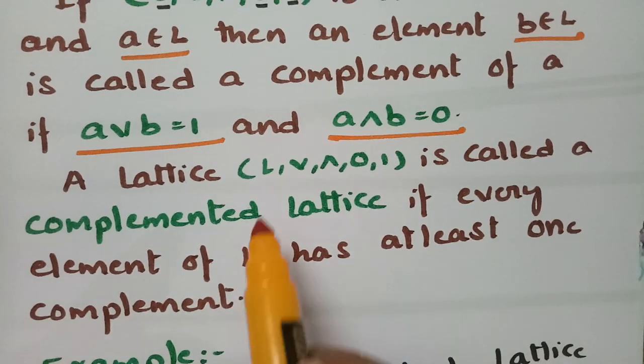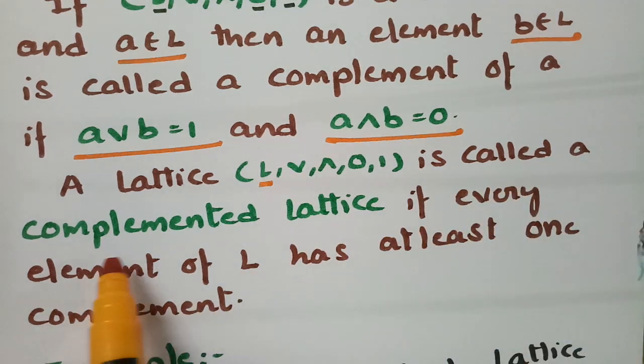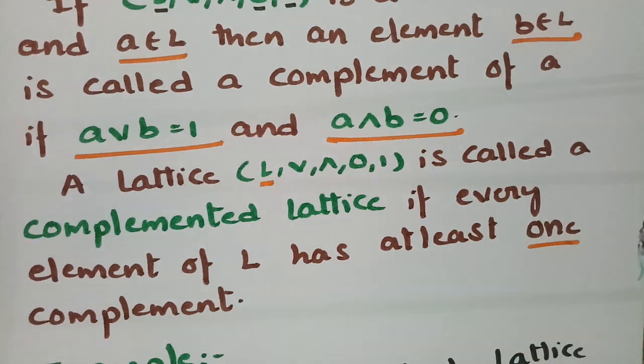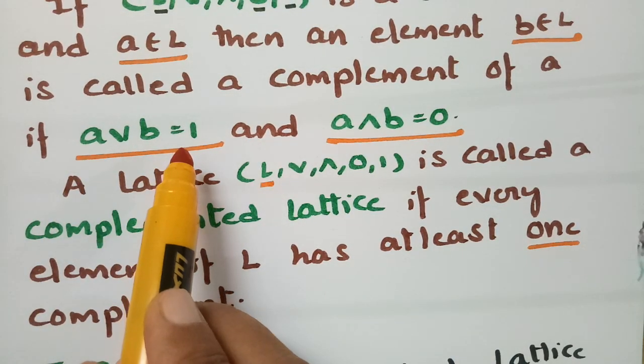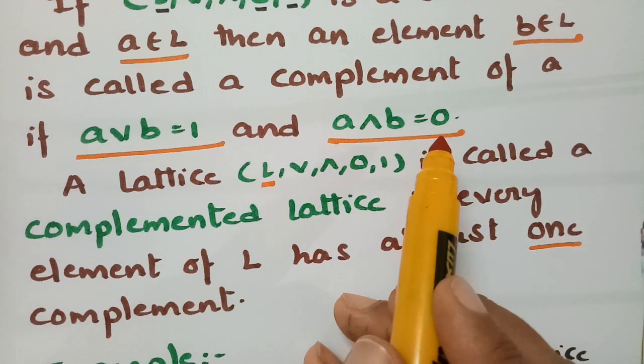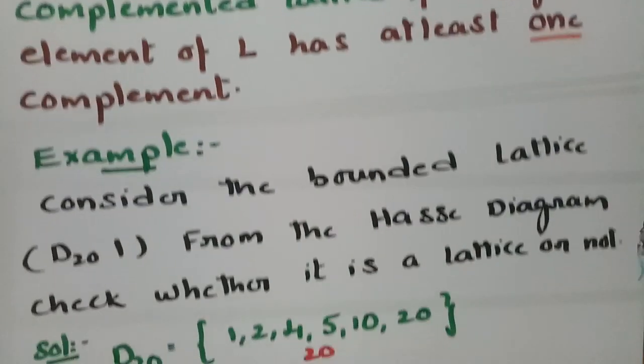See here, a lattice (L, join, meet, 0, 1) is called a complemented lattice if every element of L has at least one complement. If each and every element has at least one complement, then we say that the given lattice is a complemented lattice. It is so simple: A join B should be equal to the greatest element and A meet B should be equal to the least element. And using this definition, we are going to solve a problem.